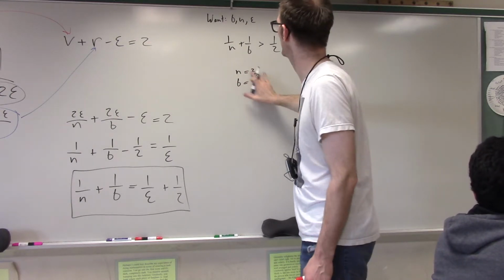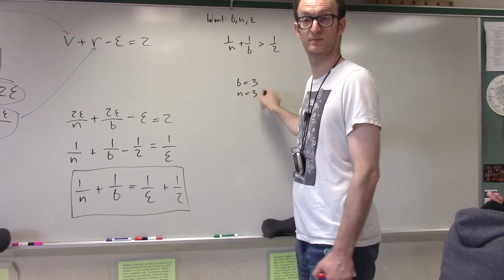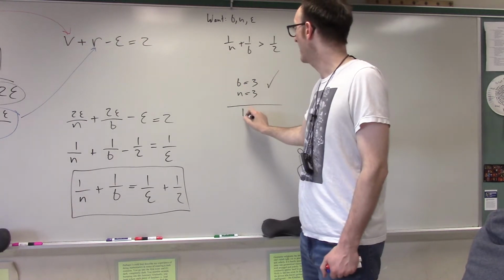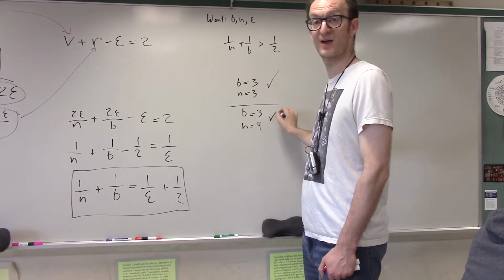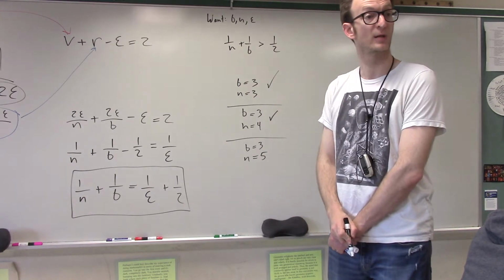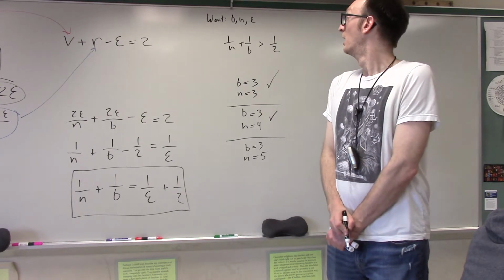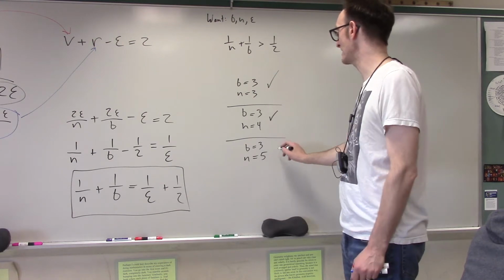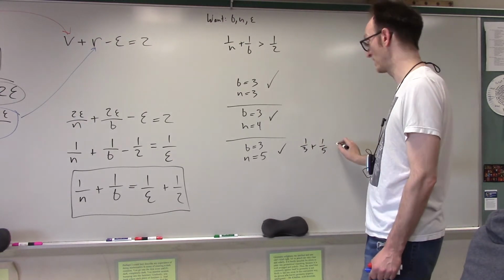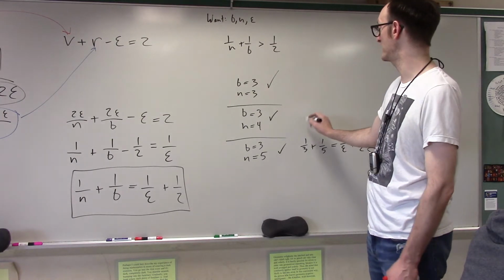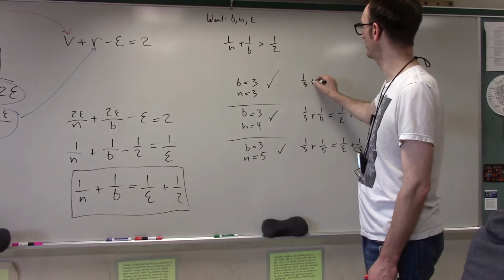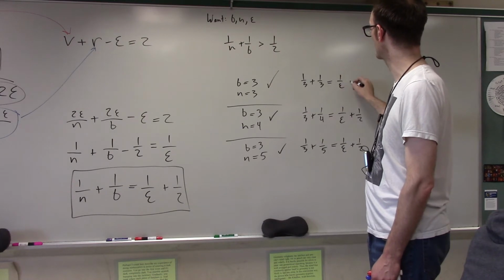Let's see, what do we want to do? Let's do the b's first. If b is 3, then n can be 3, and that's the tetrahedron, but I like to think of it this way. Starting with triangles, if b equals 3, n equals 3, that satisfies this. Check. If b equals 3 but n equals 4, that satisfies this, because a third plus a fourth is bigger than 1/2. If b equals 3 and n equals 5, that's a third plus a fifth, which is 8 fifteenths. Maybe we should be doing these as we go. I'll write this down: 1 third plus 1 fifth equals 1 over epsilon plus 1/2. This one was 1 third plus 1 fourth equals 1 over epsilon plus 1/2. This one was 1 third plus a third equals 1 over epsilon plus 1/2.